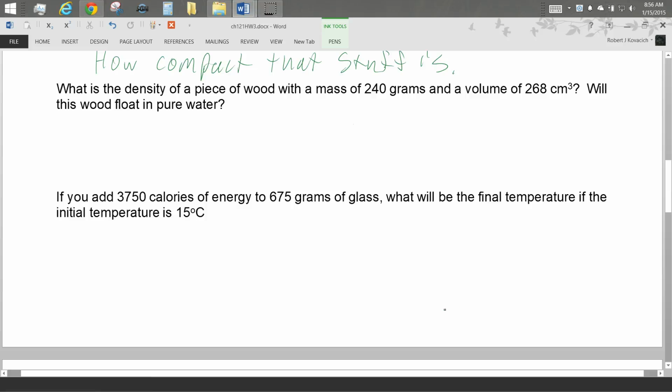What's the density of a piece of wood with a mass of 240 grams and a volume of 268 centimeters cubed? Will this float? Okay, so we'll do the calculation for the density, but can we answer the second question before we do anything? Since the mass is smaller than the volume, whatever this number is going to be is less than 1, and since the density of water is 1, this is going to have a density less than 1, so yeah, it's going to float for sure. When I'm calculating density, what unit do I need?